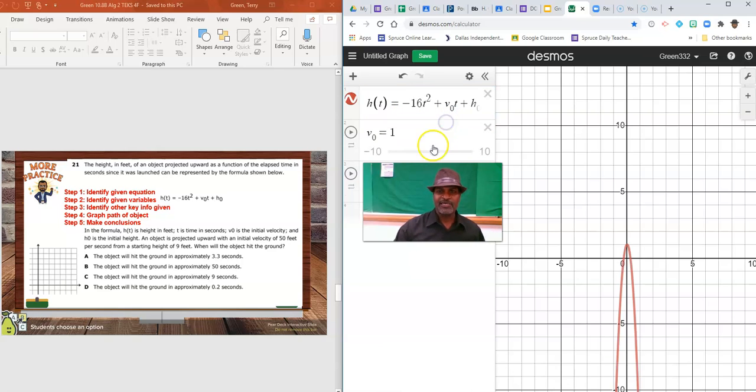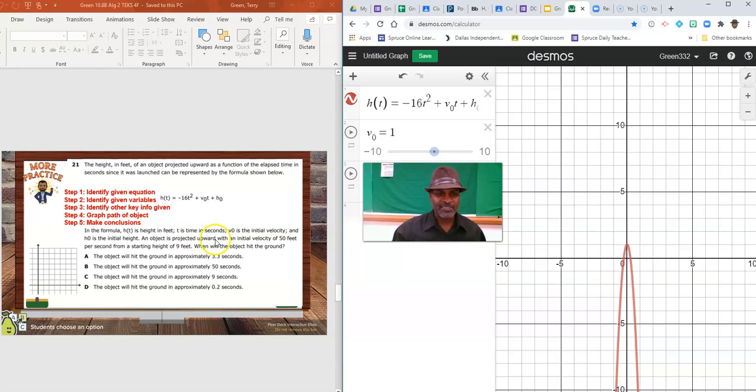I'll go ahead and let Desmos create some sliders, because that's what it does when you have a variable that it doesn't know anything about. But here we've got some help. In the formula, H of T is the height in feet, so that's what we're calculating. T is the time in seconds. V0 is the initial velocity, and H0 is the initial height.